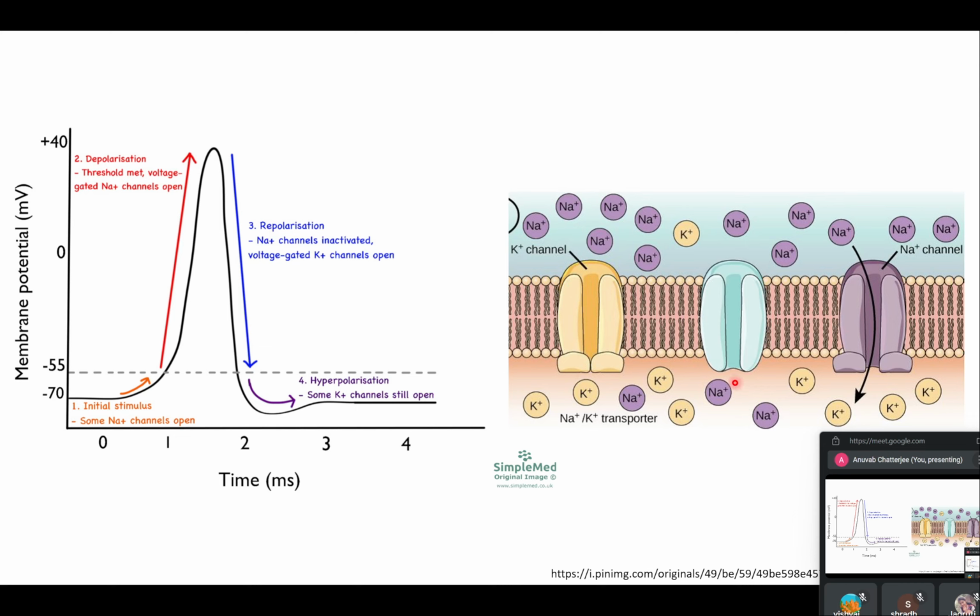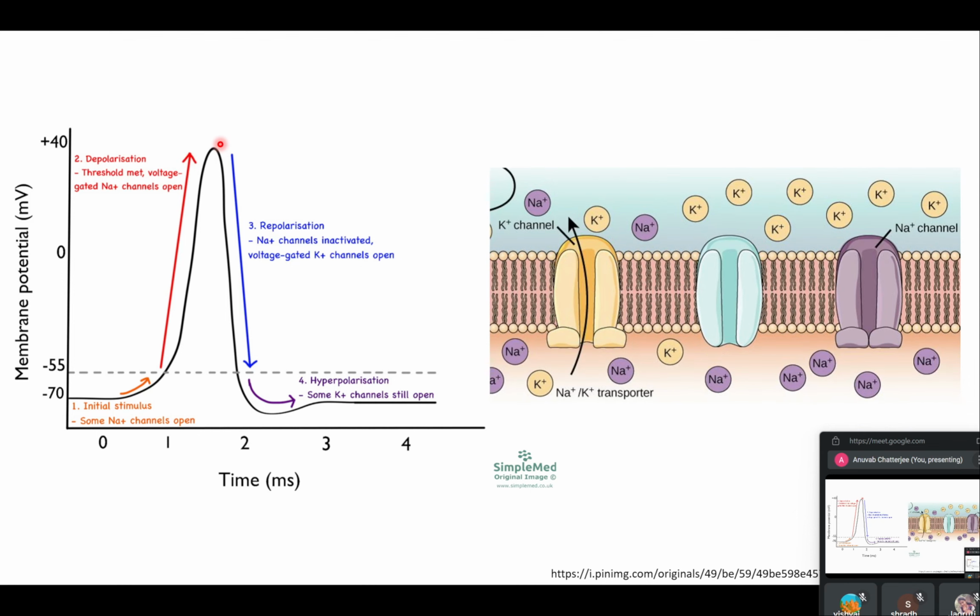This increases the positive charge inside the cell, contributing to further depolarization. So you see the peak continues to rise, and this continues to happen for a very short time, as you can see, between 1 to 2 milliseconds. So the sodium ion influx shoots up this entire voltage. So this is known as the depolarization phase.